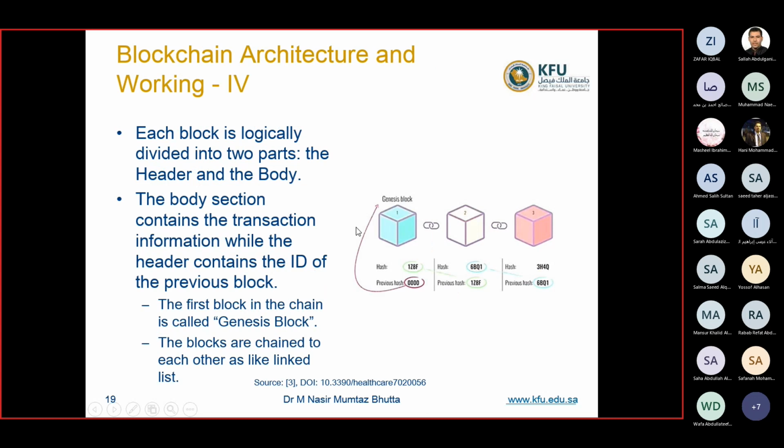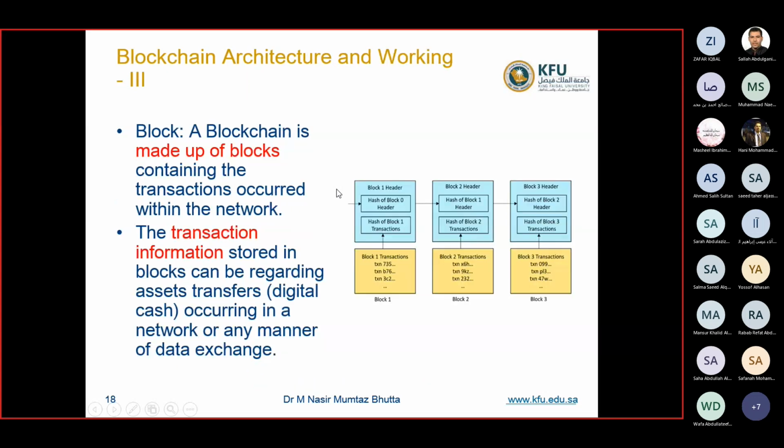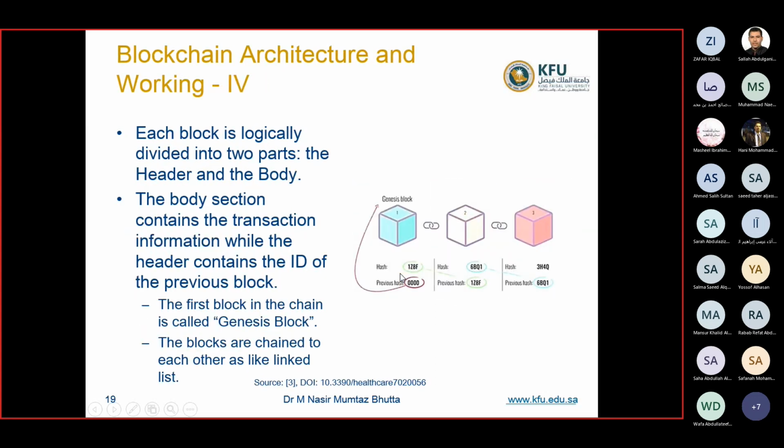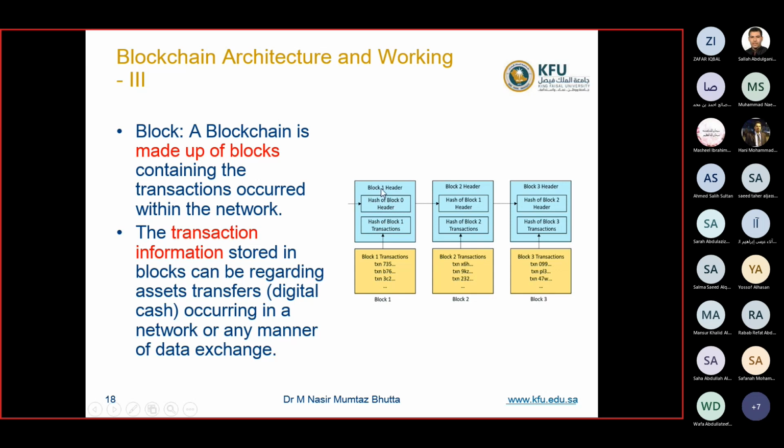So as shown previously, each block is logically divided into two parts, the header and the body. The body section contains the transaction information, and the header section contains the ID of the previous block. So header 1 contains the ID of the previous block, which may be block 0, but I will explain the special case for the first block in the blockchain. Block 2 contains the address of block 1, and similarly it continues.